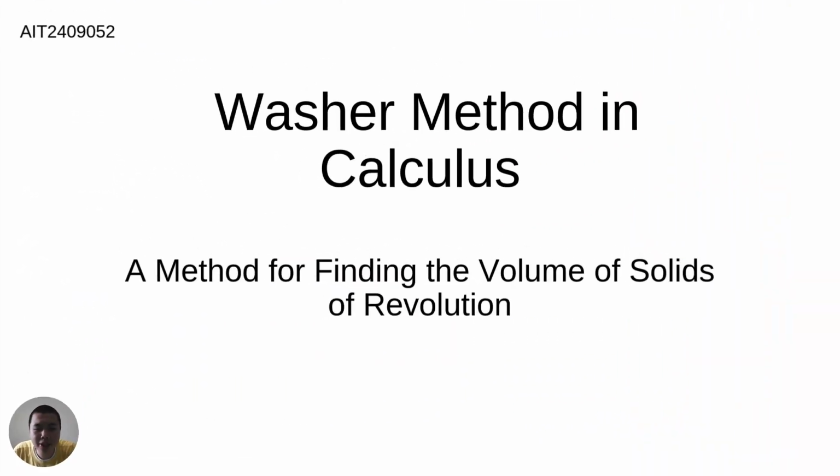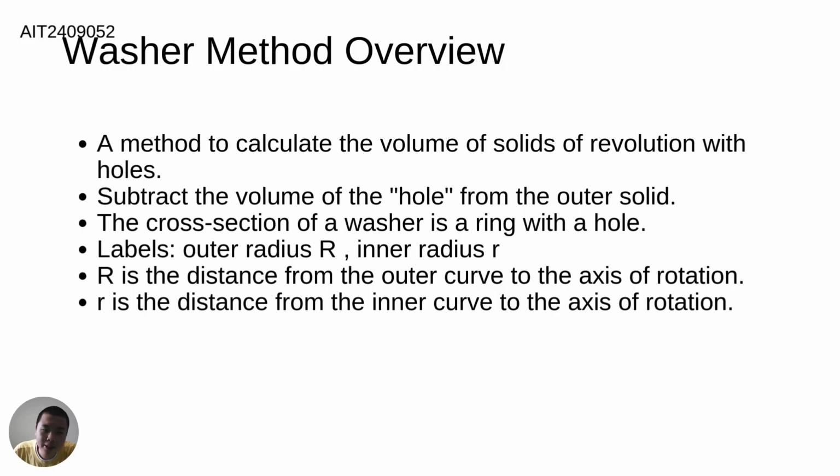Okay, then let me introduce the washer method in calculus. It is a method for finding the volume of a solid of revolution. Let's overview it. Its main idea is to subtract the volume of the hole from the outer solid, and the cross section of a washer is a ring with a hole. The capital R is the distance from the outer curve to the axis of rotation, and the small r is the distance from the inner curve to the axis of rotation.